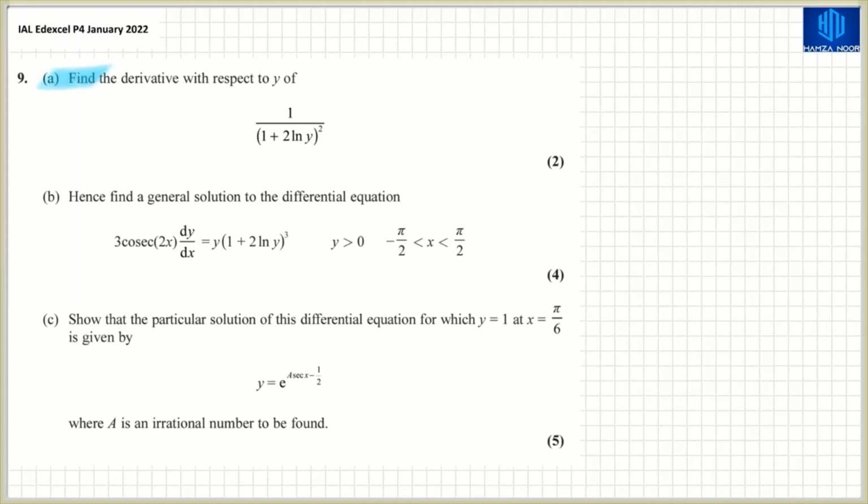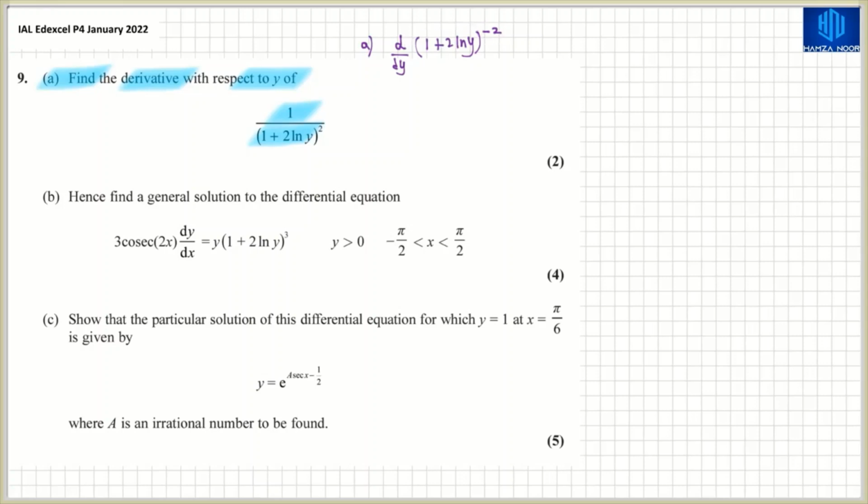Part A says: find the derivative with respect to y of 1 upon (1 plus 2 ln y) whole squared. This means that we need to differentiate (1 plus 2 ln y) raised to the power minus 2 with respect to y. For that purpose we are going to use the concept of chain rule. According to the chain rule, this power minus 2 will come down.